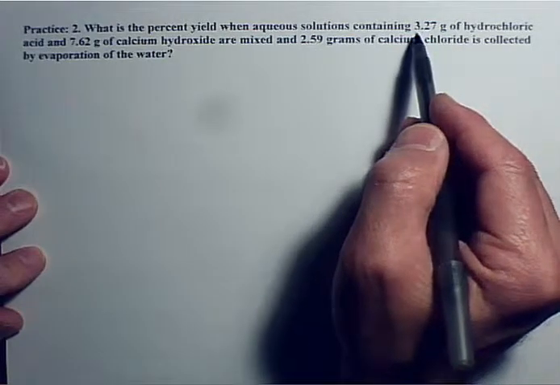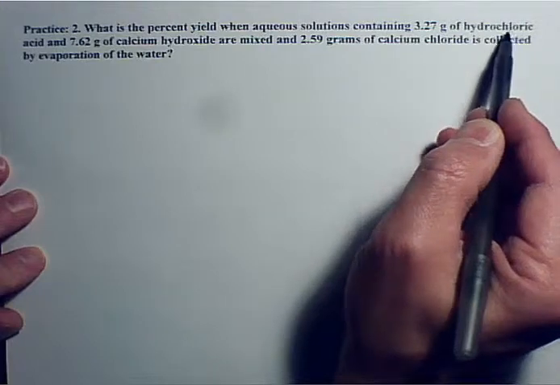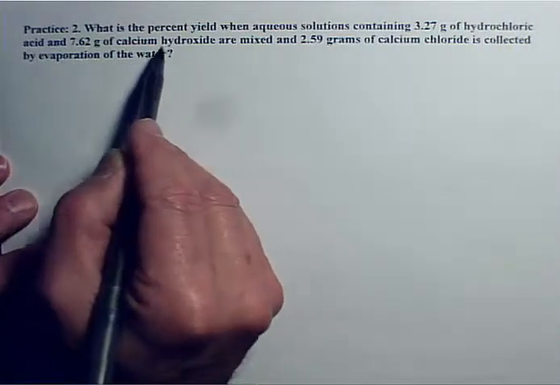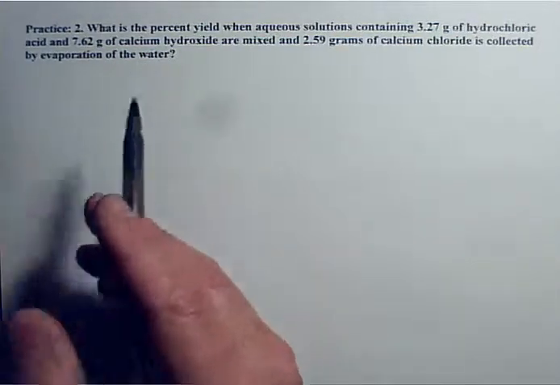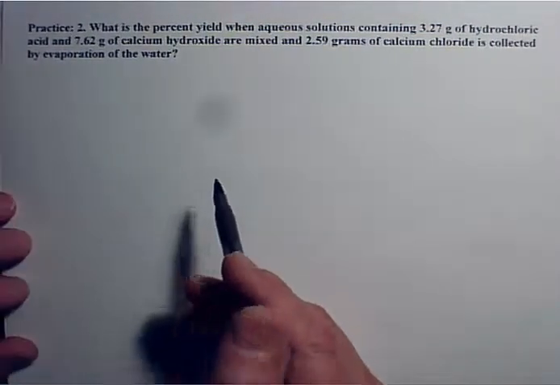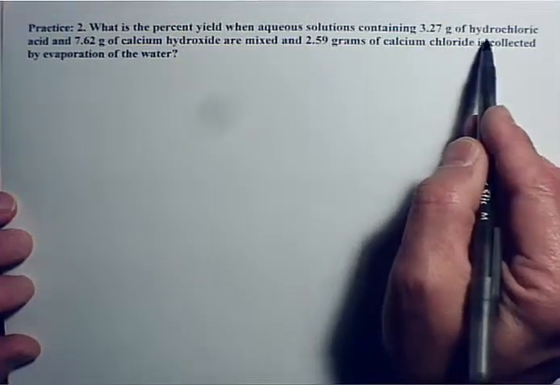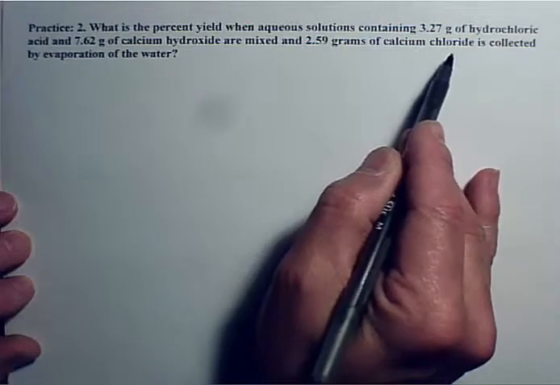We've got two reactants. We've got 3.27 grams of hydrochloric acid. Hydrochloric acid is one reactant. We've got 7.62 grams of calcium hydroxide. That's another reactant. The way this is stated, we have two chemicals in two different solutions. We're mixing them together, and we're getting this product. So we're reacting calcium hydroxide and hydrochloric acid, and we're getting 2.5 grams of calcium chloride.